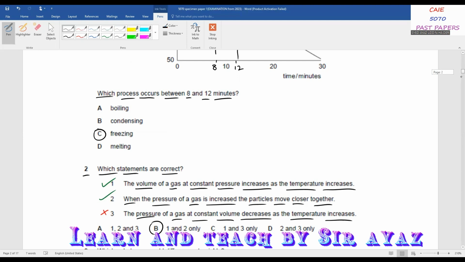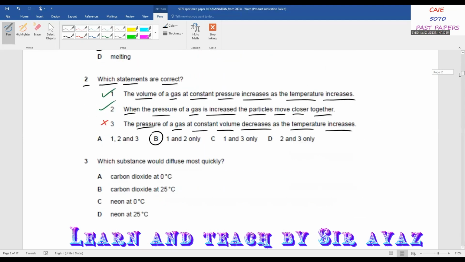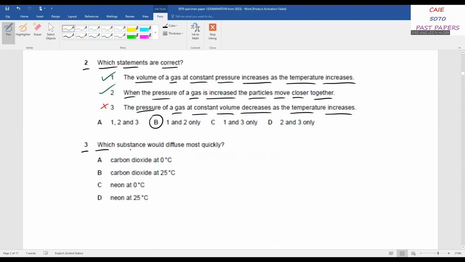Number 3. Which substance would diffuse most quickly? Now the temperature is quoted in all the choices A, B, C, D. We will pick the answers for higher temperatures. So your answer will either be B or D. So I have narrowed down your choices. So A and C are incorrect.